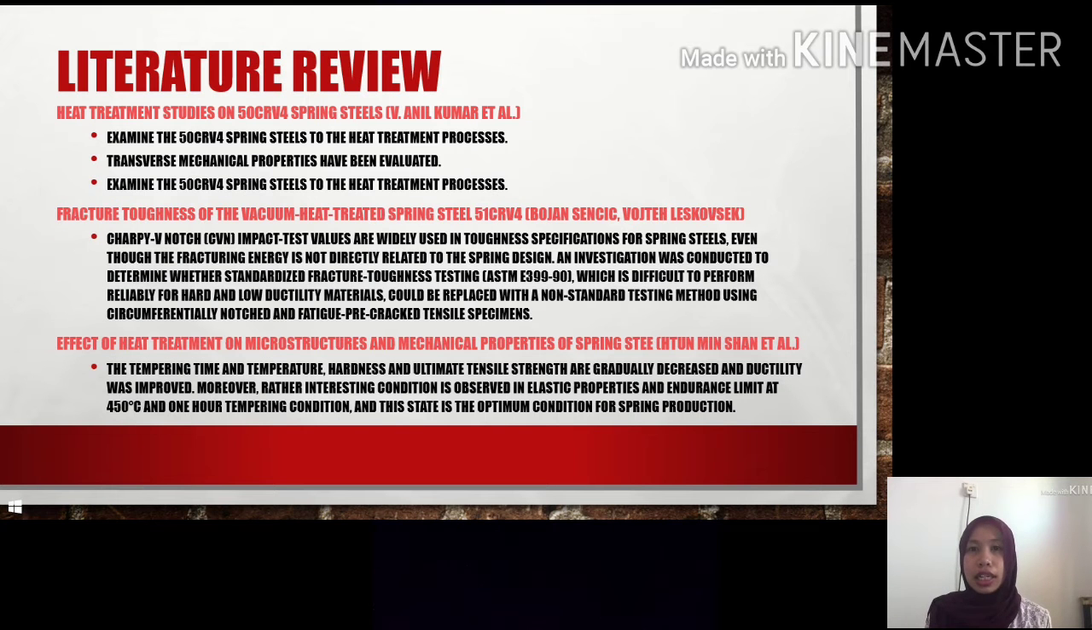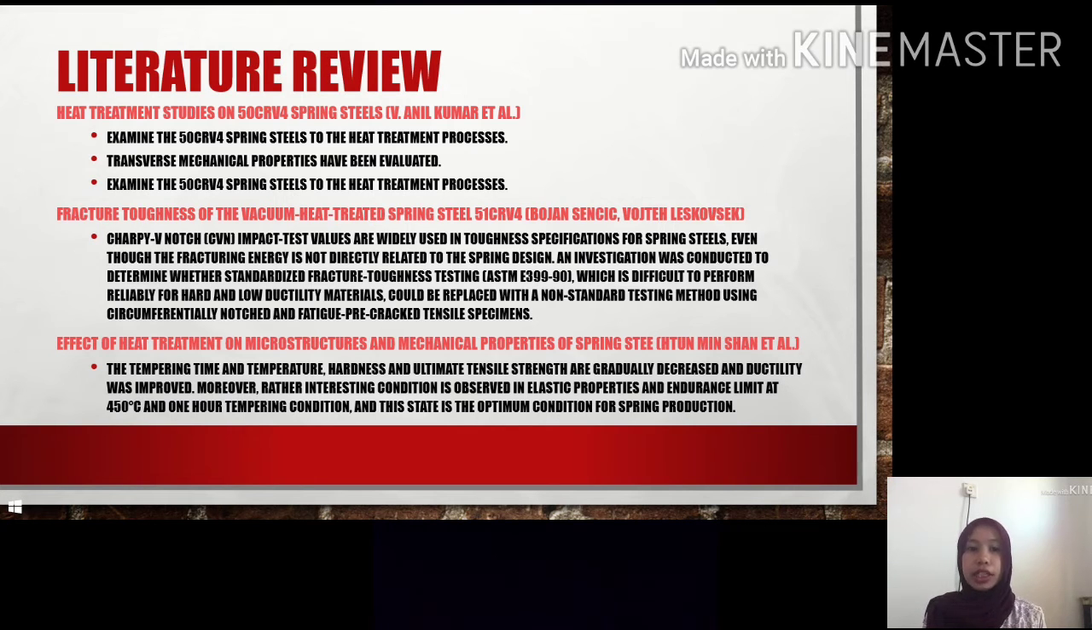Okay, the literature review. I take from 3 journals. The first is heat treatment studies on 50CrV4 spring steel by V. Anil Kumar and his friends. They examine the 50CrV4 spring steel under the heat treatment processes, and the transverse mechanical properties have been evaluated.